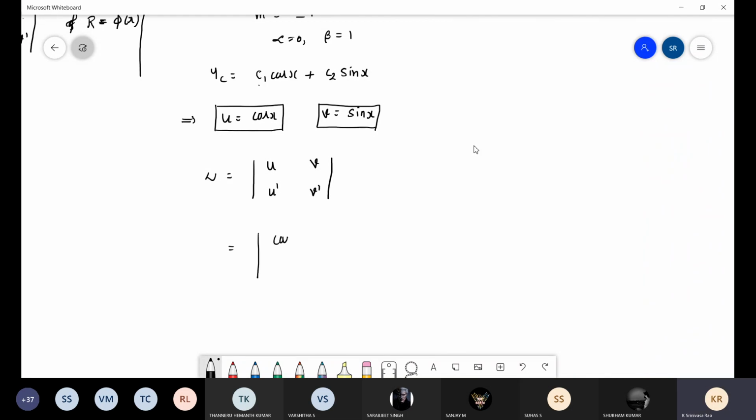So that gives u is cos x. Sir, we will not take the constants C1 and C2? No.